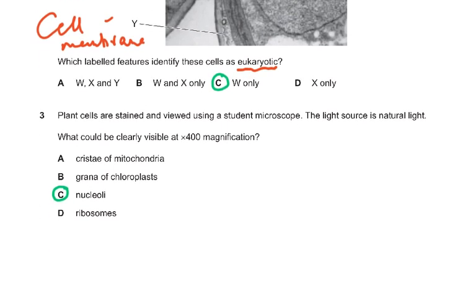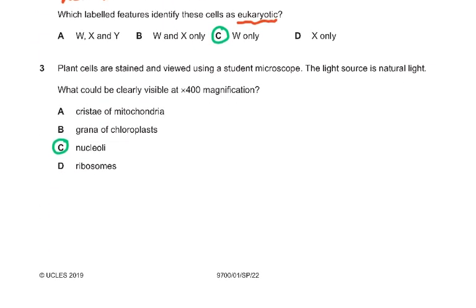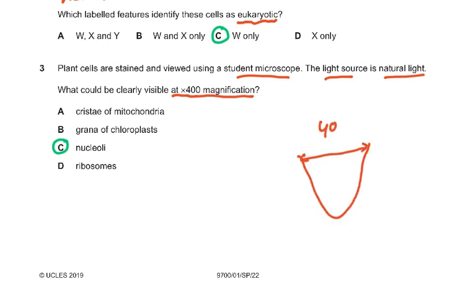Then it says plant cells are stained and viewed using a student's microscope. The light source is natural light. Which could be clearly visible at 400 magnification? You realize that the wavelength of light is 400 nanometers, and you can only see things which are larger than half the wavelength. So anything less than half the wavelength, which is anything less than 200 nanometers, well, you can't see it because it doesn't interfere with the light waves. So the grana and the cristae, these are all wrong, and ribosomes are of course only in nanometers.